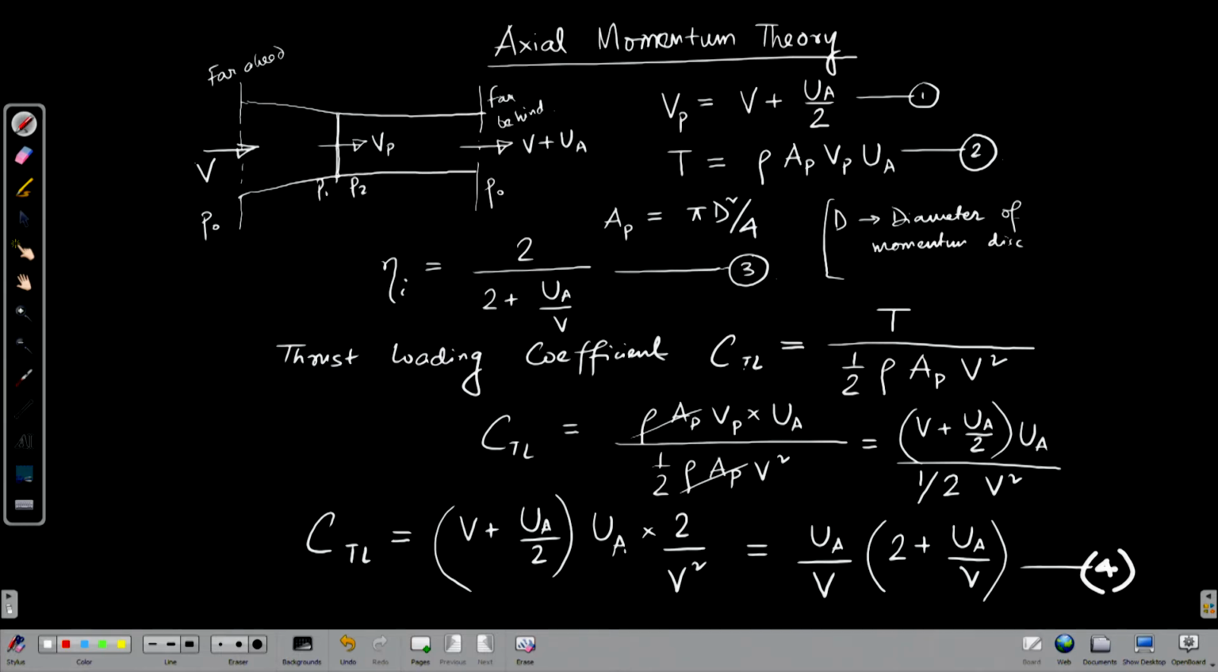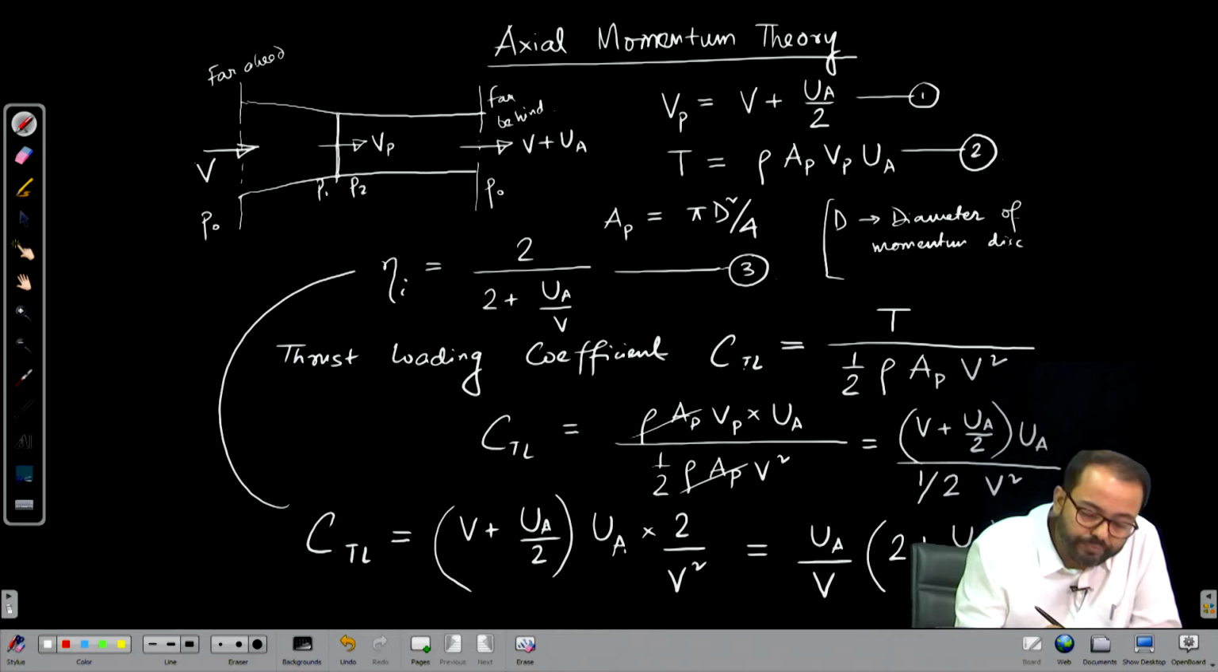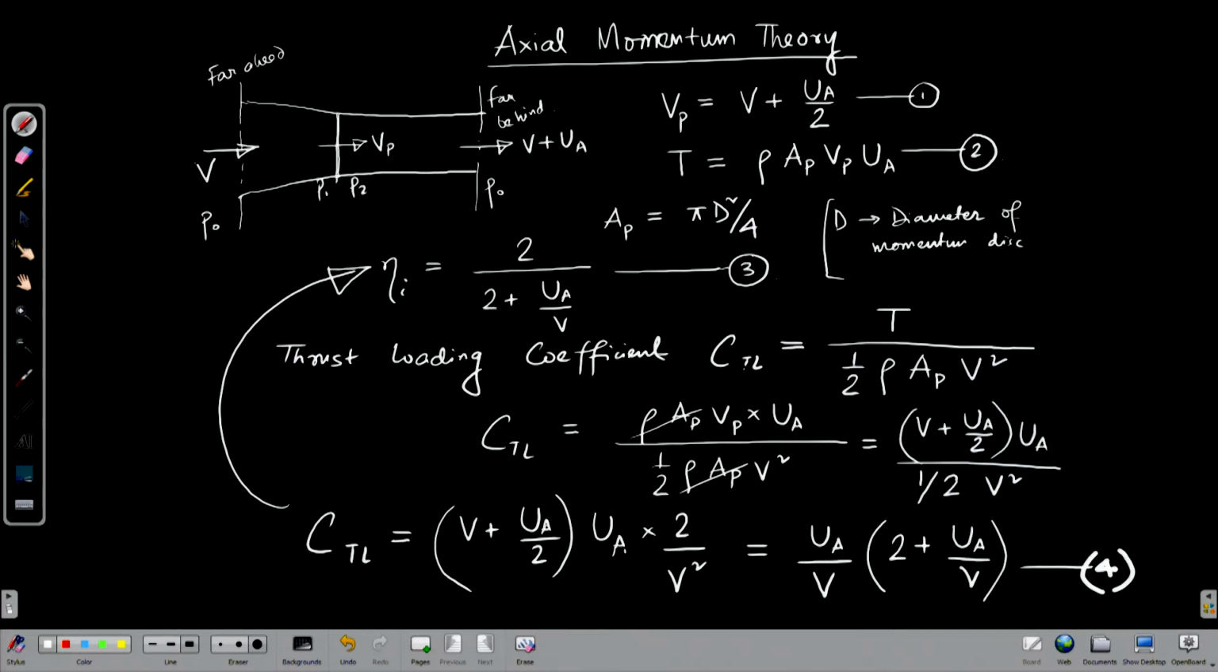In this way, what we have done is we have expressed CTL as a non-dimensional velocity equation. So, we have UA and V, where UA is the axial induced velocity and V is the velocity at which the momentum disk is advancing in the fluid. So, given that ratio, we will be able to calculate the thrust loading coefficient. Now, how do we relate this to the ideal efficiency? This is very important in the context of understanding the efficiency of a propulsion system.